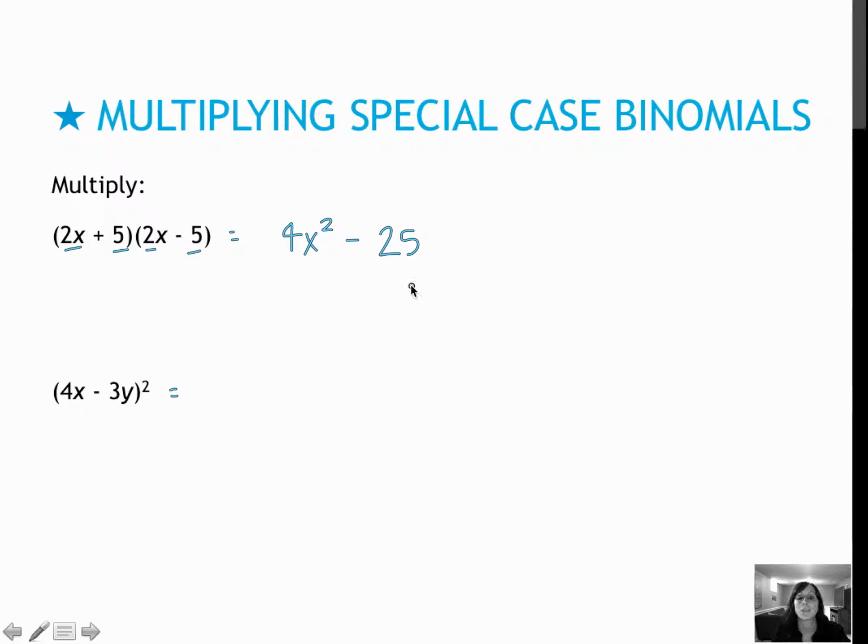And my second one is a perfect square trinomial, so I'm going to square the first value. I'm going to multiply these two together, and then I'm going to double it. And then I'm going to square the second value to get plus 9y squared.